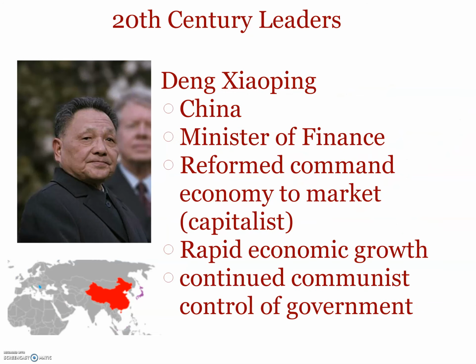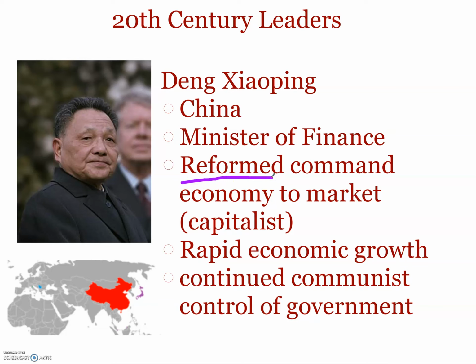And our last guy, Deng Xiaoping, is from China, and he is the Minister of Finance. And what he's responsible for is changing the Chinese economy. So one of the reasons that we're trading partners with China, one of the reasons that China has been so successful economically, is that Deng Xiaoping in the late 1970s and 1980s was responsible for transforming their economy from a communist economy into a capitalist economy. That's what it means by he's reforming, right?